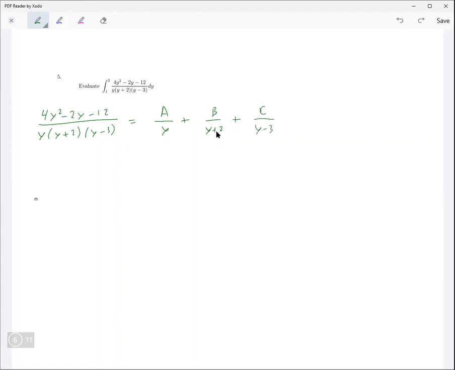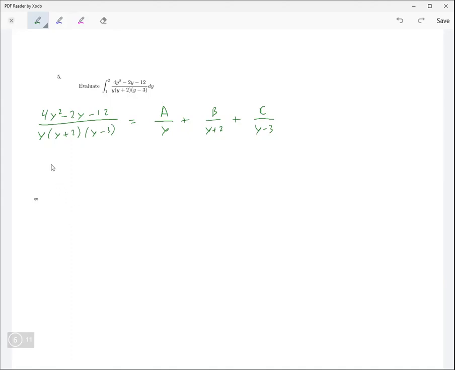A over y plus b over y plus 2 plus c over y minus 3. Okay, and then this sum right here, the common denominator will be this product. That's the most general way that you can do it without mixing terms. Okay, so mixing terms, like if you had an a over y times y plus 2, that's not, they have to be separate, okay? Or they can be separate.